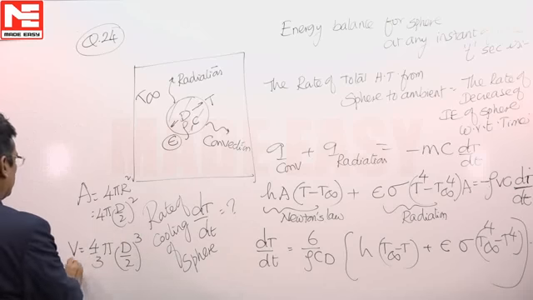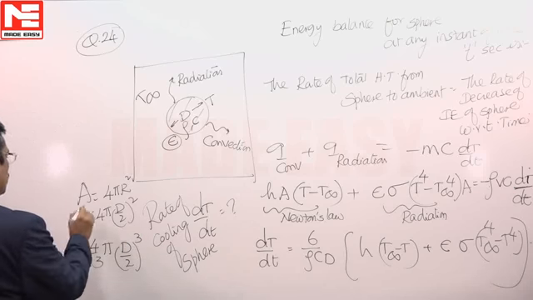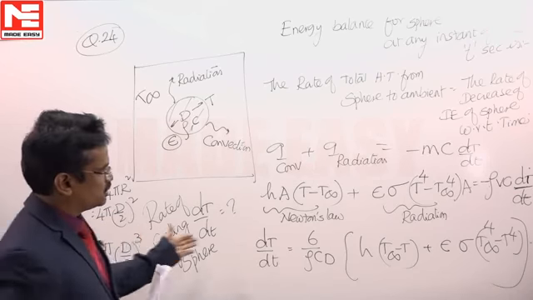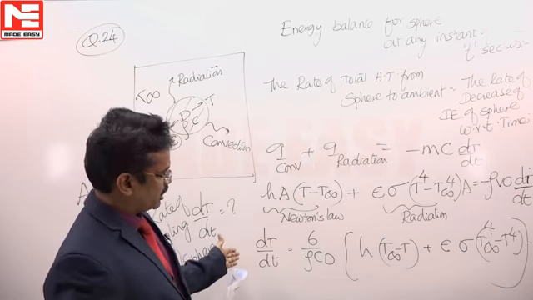So you can take the volume of the sphere as 4/3 pi r cubed and the area of the sphere as 4 pi r squared. If you substitute these values there, you may get this answer.